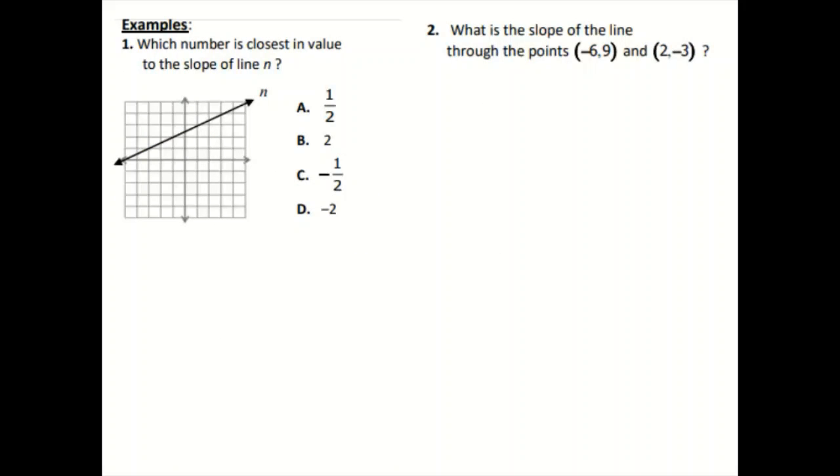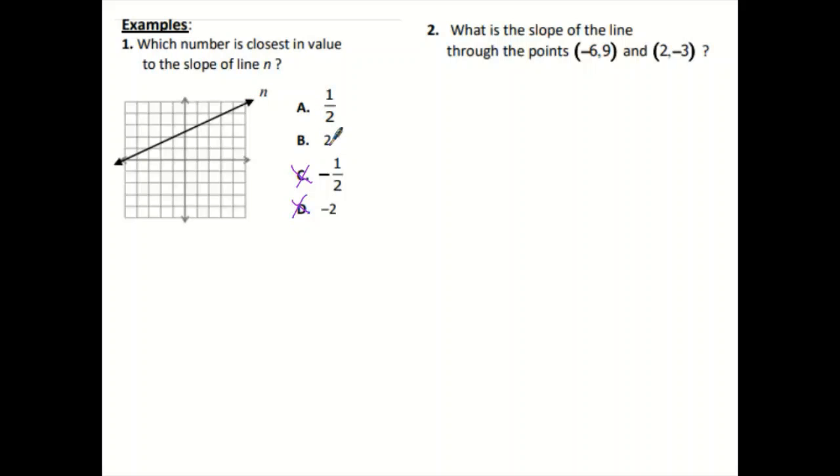In example 1, it says which number is the closest in value to the slope of line n. The first thing we want to look at is, is it increasing or decreasing? I notice here going from left to right, I'm going up, so I would say that it's increasing, which means it has to have a positive slope. So if I look at my answer choices, I know that it can't be C or D just because it's increasing. Now I have to decide, is the slope 1/2 or is it 2?